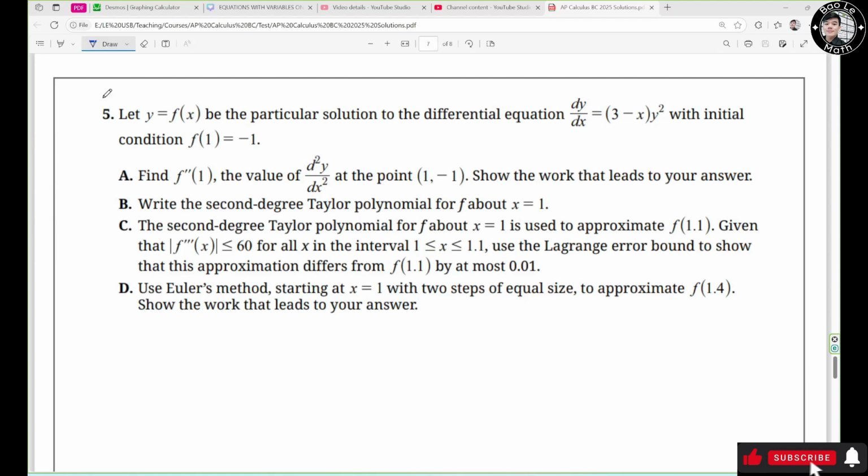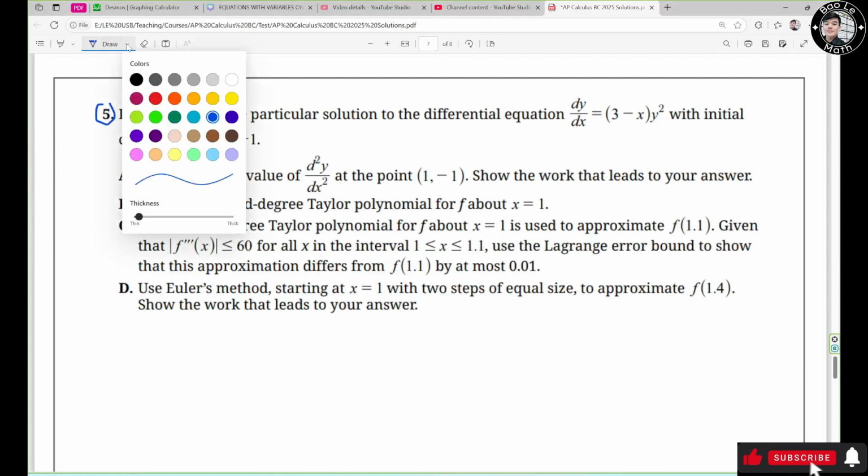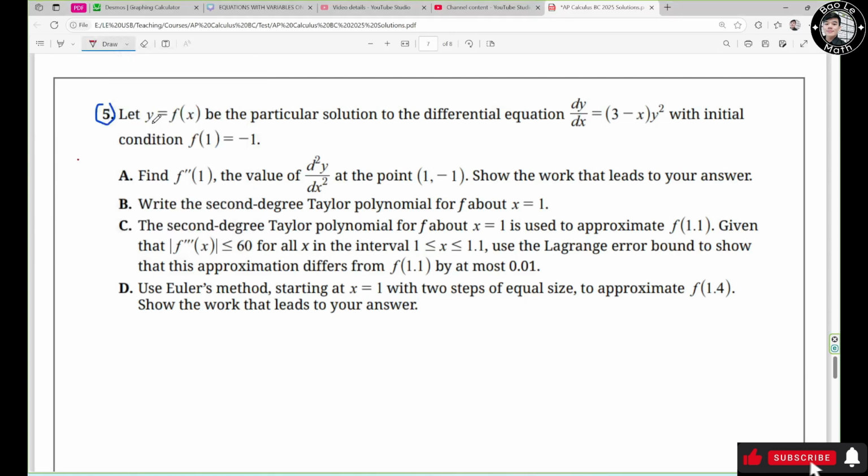Free response question 5. Alright. Let the function y equals f of s be the particular solution to the differential equation dy over ds equals 3 minus s times y squared with initial condition f of 1 equals negative 1. Now question A: find the second derivative of f at the point (1, negative 1). Show the work that leads to your answer.